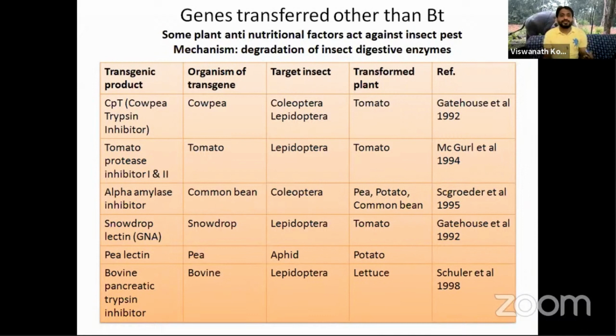So the proteinase inhibitor, trypsin inhibitor. When the insect eats, the insect will not get protein. Proteinase inhibitor, the insect will not get protein. Likewise, all trypsin inhibitors and protease inhibitors.